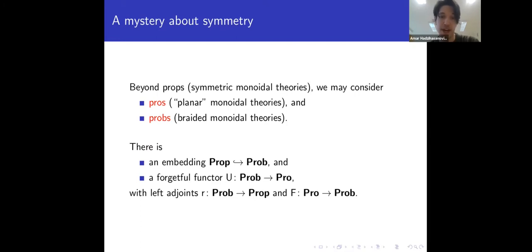So we can form categories of these things in the same way as we form the category of props. So we get a full subcategory of props in the category of props, and we get a forgetful functor from props to probes, where we just forget that the braidings are structural operations, and we just treat them as morphisms, as operations like all the others. And both these have left adjoints. One just imposes that all the braidings become symmetric braidings, and this F just freely adds braidings.